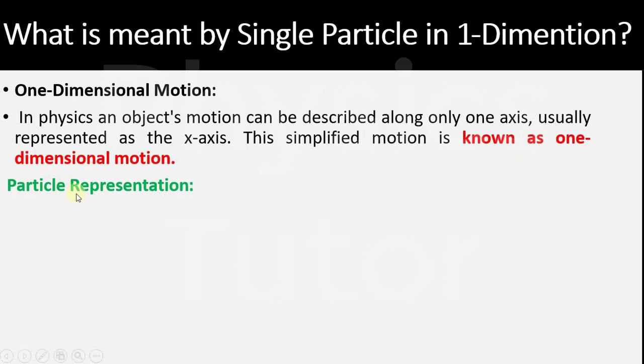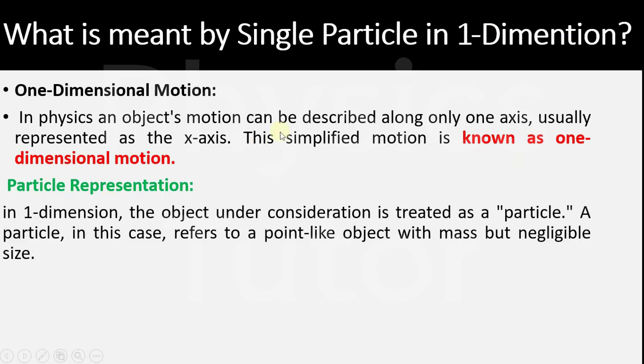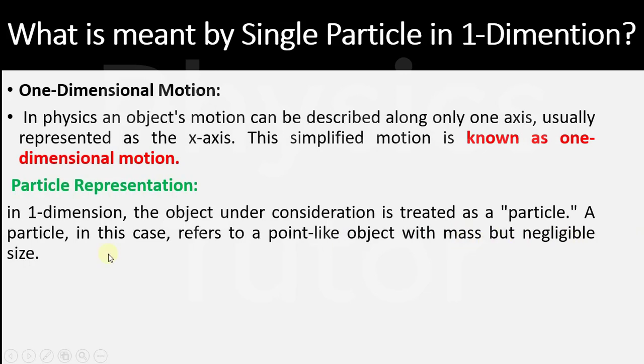Now the particle representation. This is very important: how can we represent a particle in one dimension? In one dimension, the object under consideration is treated as a particle. A particle in this case refers to a point-like object with mass but negligible size. It is very important to note that if a particle is moving only in one dimension on a single path, then it has only mass but negligible size. This size will be very small or negligible. This is a very important condition to study a single particle in one dimension.